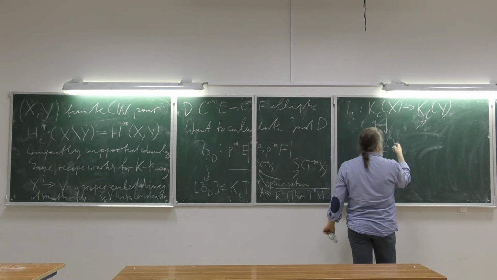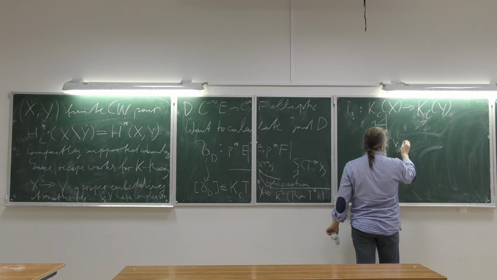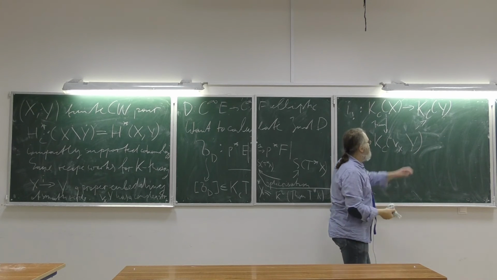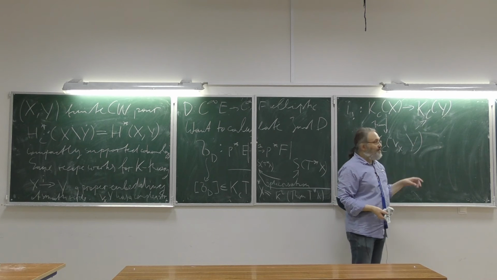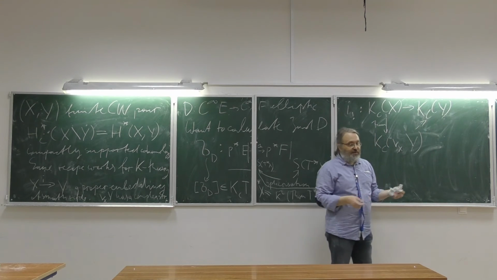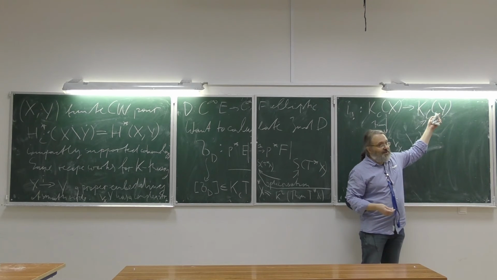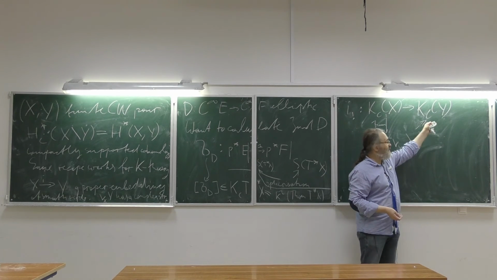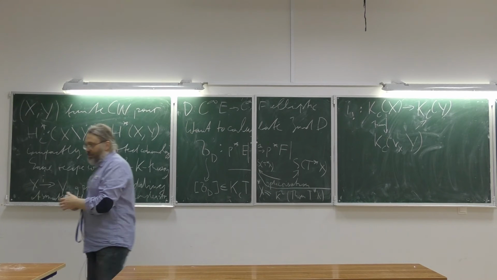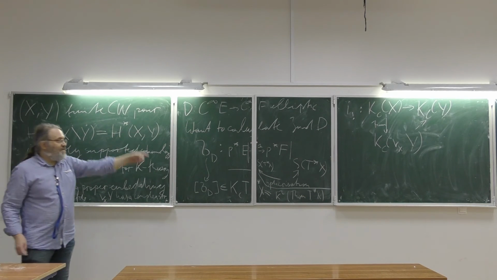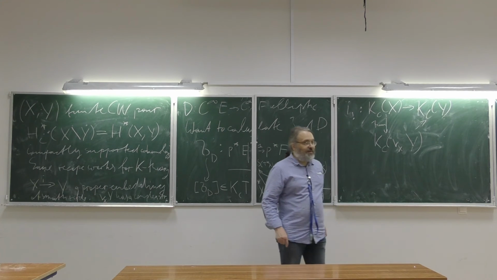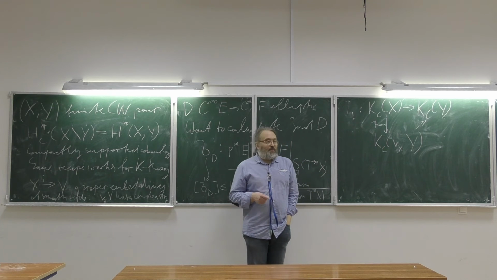So let me use compactly supported K theory. And in this case, I just have the normal bundle, which is embedded in Y as an open subset, and I take the induced map of compactly supported K theory.